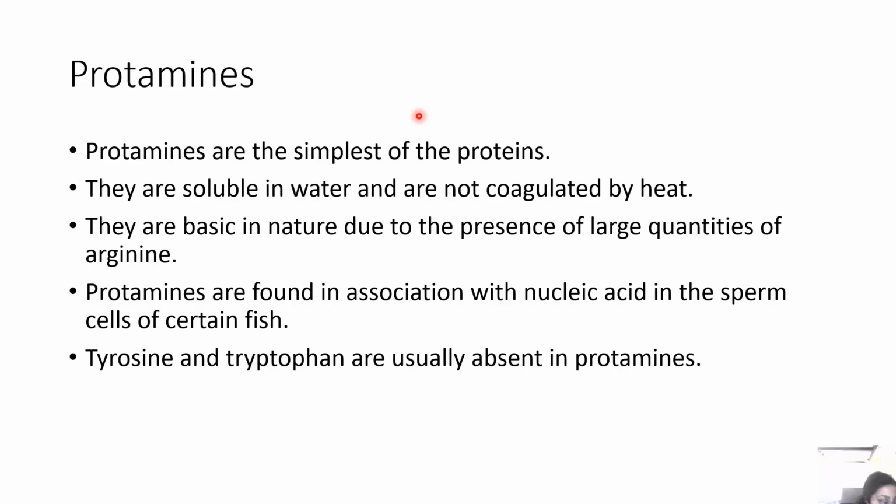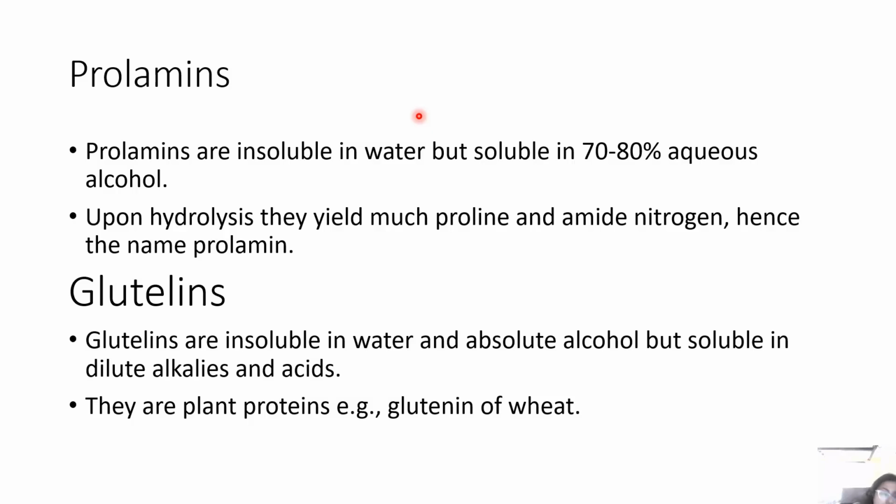Protamines are the simplest form of the proteins. They are soluble in water and are not coagulated by heat. They are basic in nature due to the presence of large quantities of arginine. Protamines are found in association with nucleic acid in the sperm cells of certain fish. Tyrosine and tryptophan are usually absent in protamines.